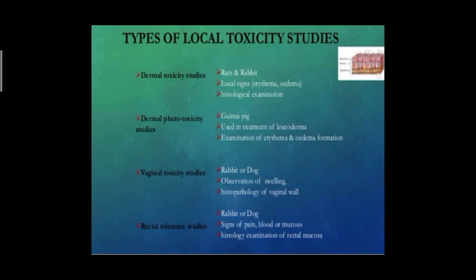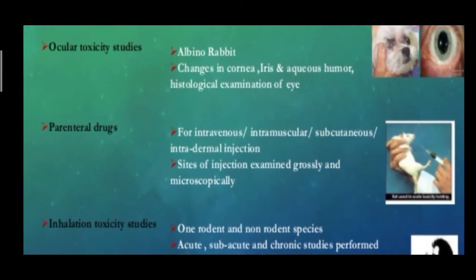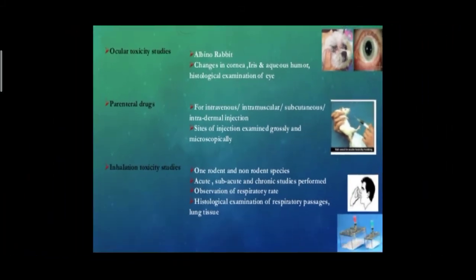So I have made a list, check it out. For parenteral drugs and everything for inhalation, one rodent and one non-rodent species are required, specifically for acute oral toxicity studies. For ocular toxicity studies, albino rat is required.